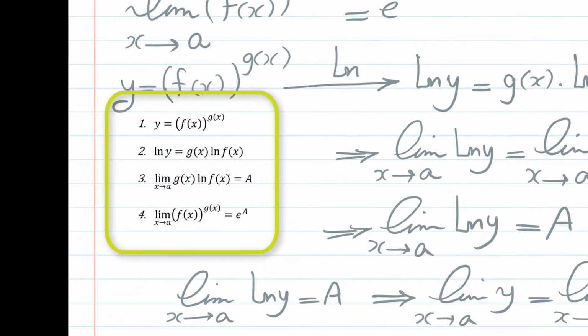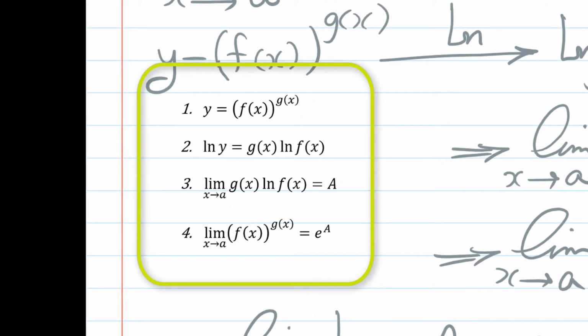The first step is to name expression f of x to the power of g of x something like y. And then we take ln from both sides of this relation and we get ln of y equals g of x times ln of f of x. Then we find limit of g of x times ln of f of x as x approaches a. And if we suppose this limit equals a, then our original limit, which was limit of f of x to the power of g of x as x approaches a, will be equal to e to the power of a.